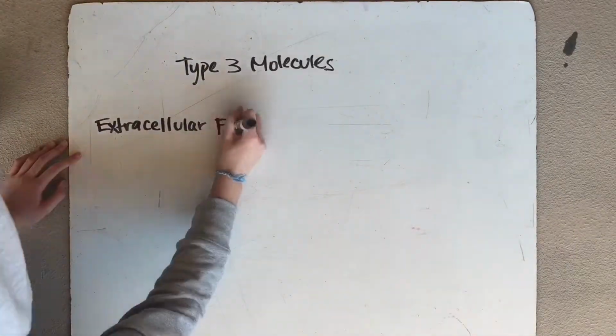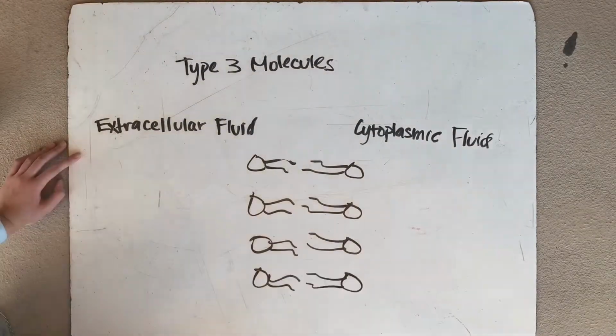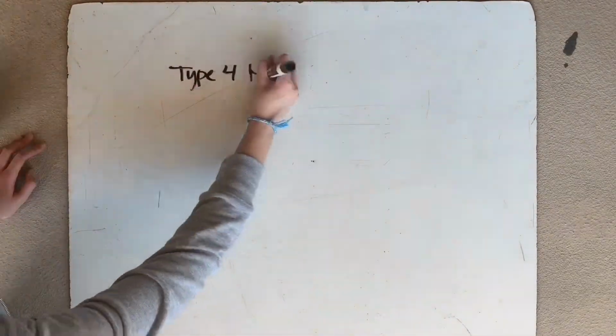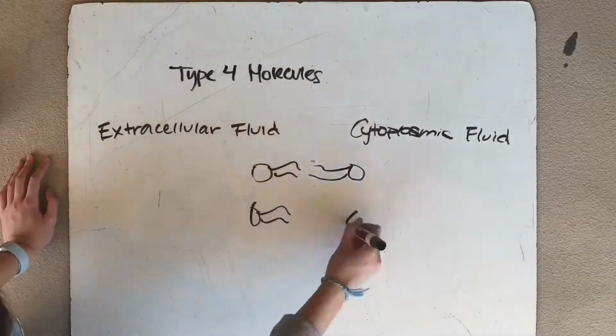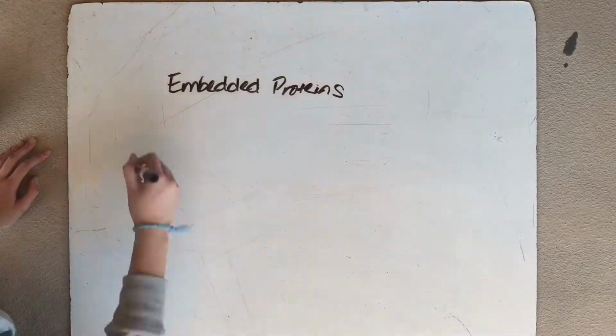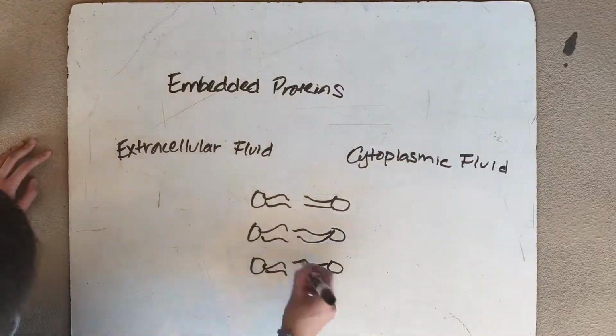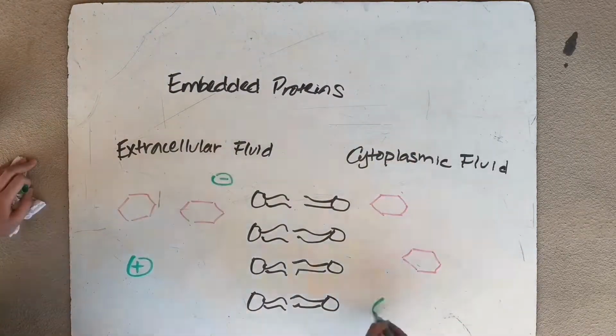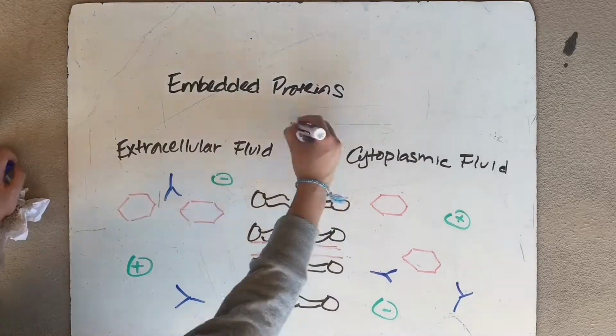Type 3 molecules, despite being polar, can still pass through due to their small size. Finally, since like dissolves like, the nonpolar small type 4 molecules can pass with ease. Embedded proteins are proteins that are fixed onto the lipid bilayer. These proteins allow for the passage of information, waste, nutrients, and water.